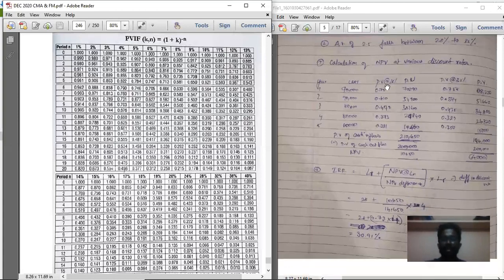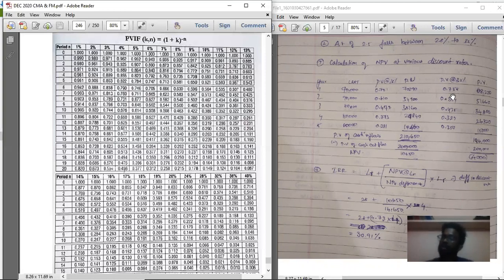Copy the CFAT column again: 90,000, 90,000, 80,000, 80,000, and 60,000. Record both the year column and the CFAT column. Then present value factors at the rate of 32%.